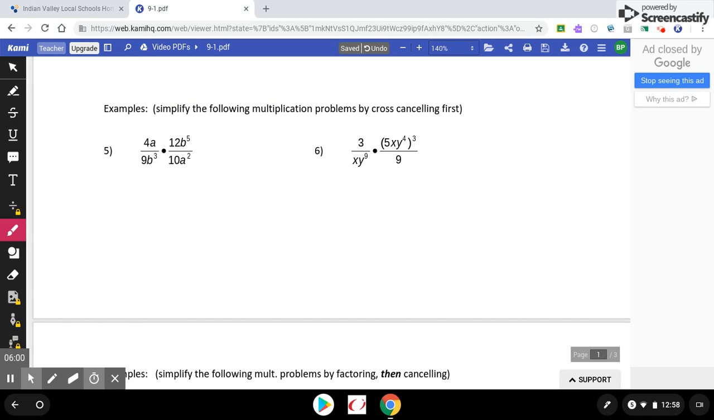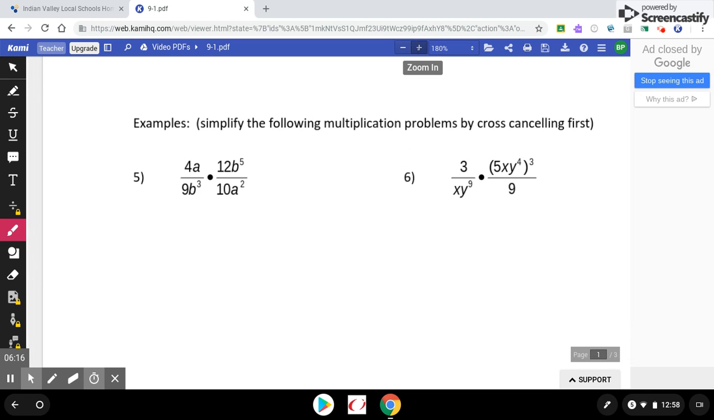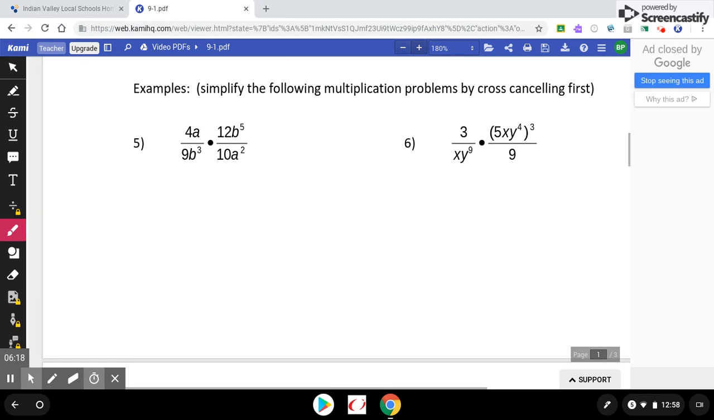Down at the bottom. So notice, no factoring involved. I don't see any pluses or minuses anywhere in this problem. So that's kind of the key to tell me, hey, try a GCF or try the two parenthesis thing. I don't have that. But what I can do is I can just cancel. Go ahead and zoom in a little bit more on these. There we go. Give myself a little bit more room.